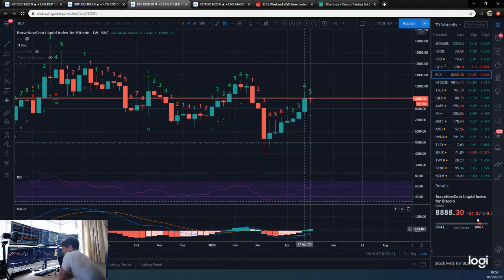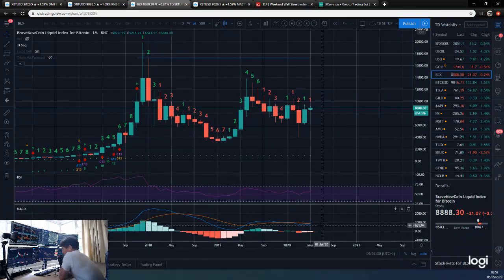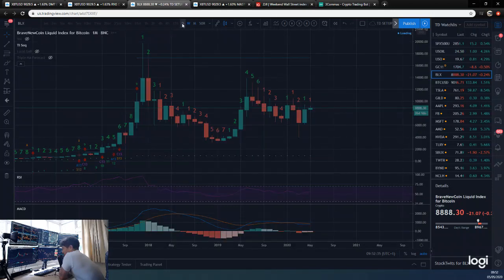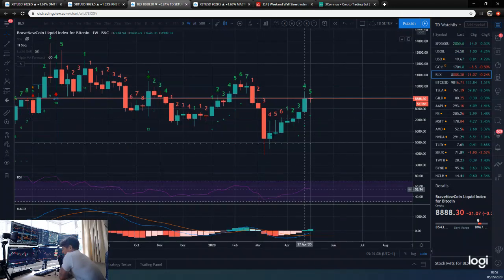MACD looking bullish on the weekly. RSI looking not too bad on the weekly. Sorry, I didn't check those on there. Pretty neutral oscillators on the monthly. But yeah, weekly, potentially we're going to get this move up.